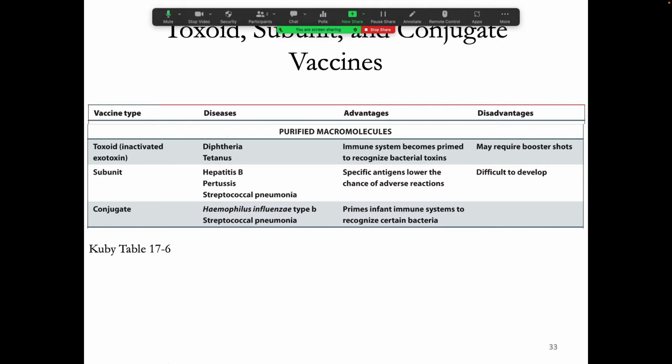Oftentimes, we try to make an antibody response so that we have antibodies to neutralize the toxin. And of course, you can see that that toxin had to be modified in some way. If I just injected you full of bacterial toxin, you would not be very happy with me.